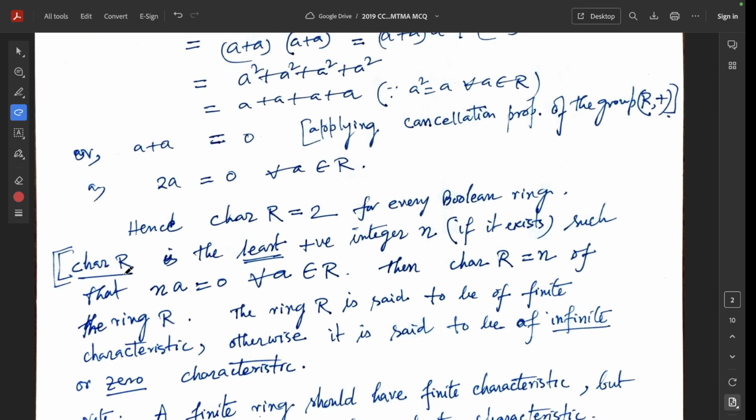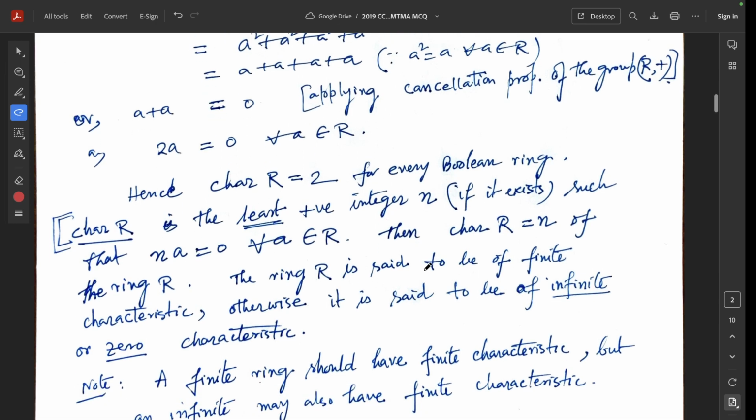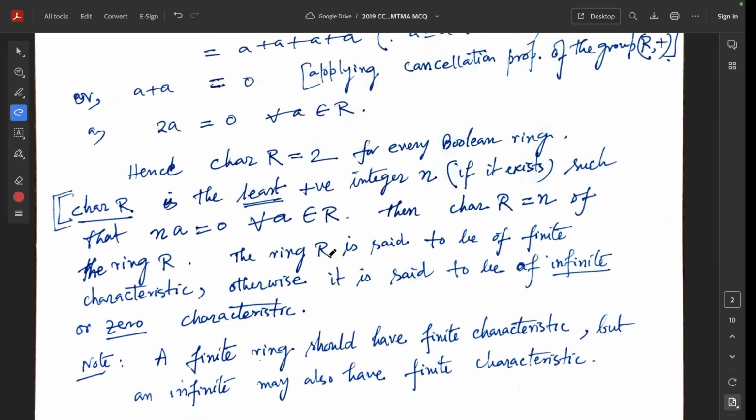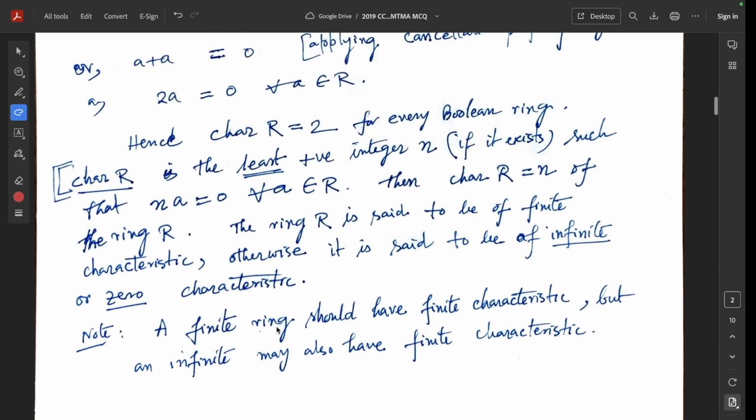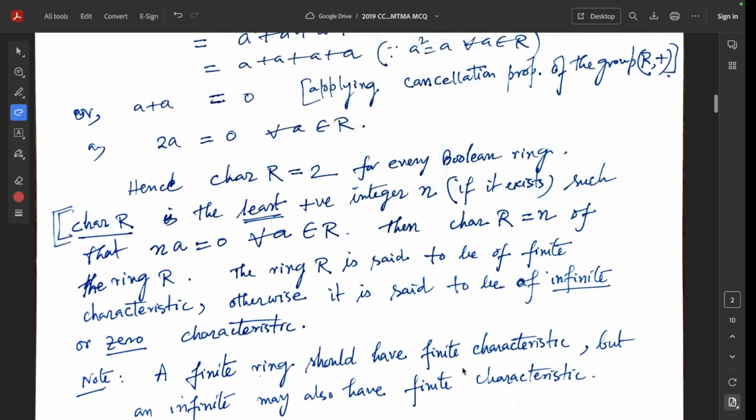And what is the characteristic of a ring? The characteristic of a ring is the least positive integer n, if it exists, such that na equals 0, that is a plus a plus a up to n times, for all a belonging to R. Then the characteristic equals n for the ring R, and the ring R is said to be of finite characteristic. Otherwise, it is said to be of infinite or zero characteristic. A finite ring should have finite characteristic, but an infinite ring may also have finite characteristic.